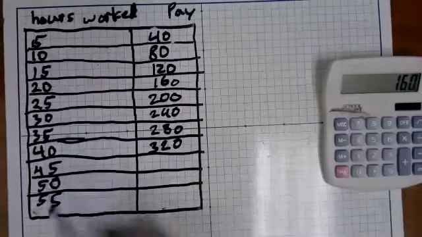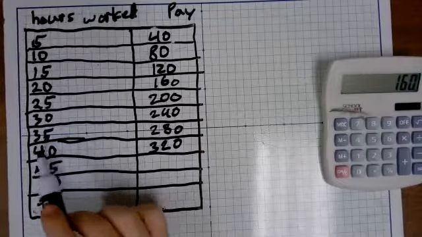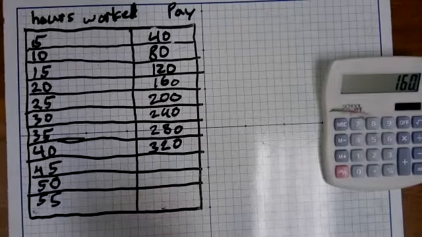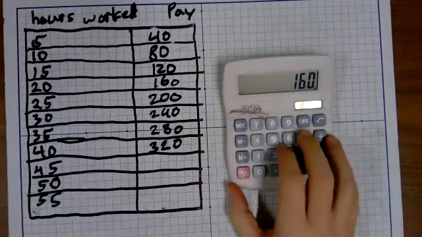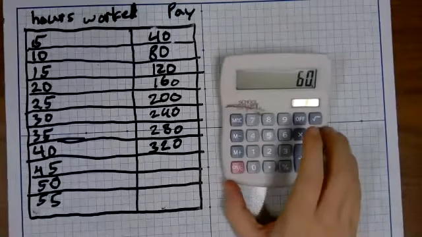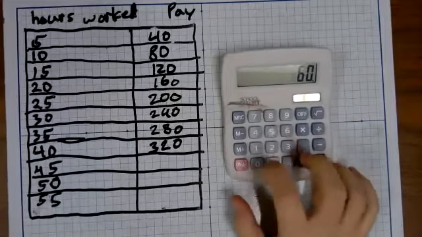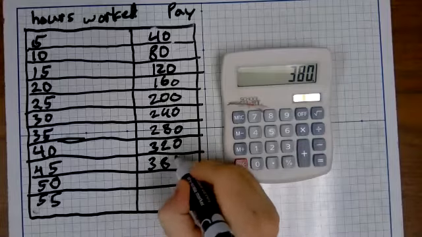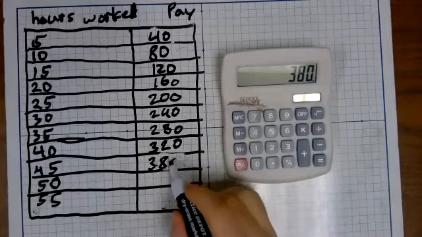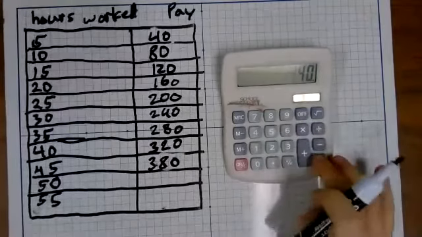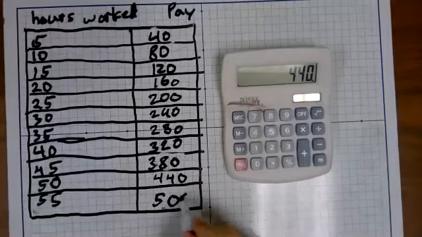Great. Now then, once you hit 40 hours, that is where your overtime pay kicks in. Every hour after 40 is worth an extra 50%, is worth time and a half, which means it's going to be $12 an hour. 12 times 5 is 60. So 320 plus 60 is 380. 380 plus 60 is 440, plus 60 is 500.